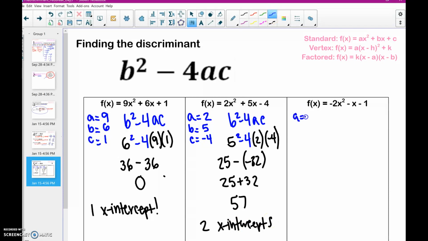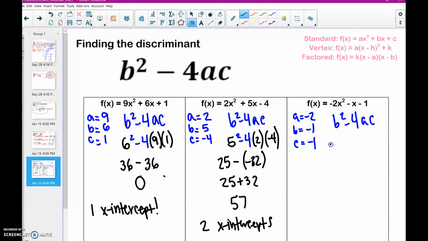Let's look at our last one. Our A value is negative 2, our B value is negative 1, and our C value is also negative 1. Now, you can probably predict that we're going to have 0 x-intercepts here, and that's nice, but I don't want you to think, oh, just because my A, B, and C values are negative, it means I have a negative discriminant. That is not true. That is not always the case. So don't get that stuck in your mind. We'll just figure this out like this is the first one we've ever done.